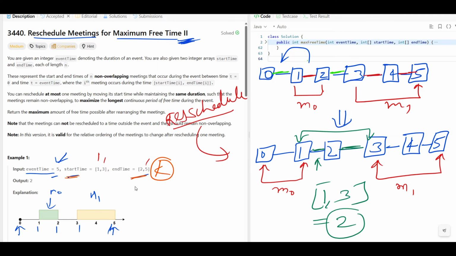You want to maximize the continuous free time, but you have to think that you cannot change the duration. You can move only one meeting, because this time K is not given, and it must remain inside the given timeline, in the event time. You cannot go outside the event time. Your meeting should be inside the event only, and it should not overlap. The 2 meetings should not overlap. And we want to maximize the continuous free time, and we can see we have done that here, right?